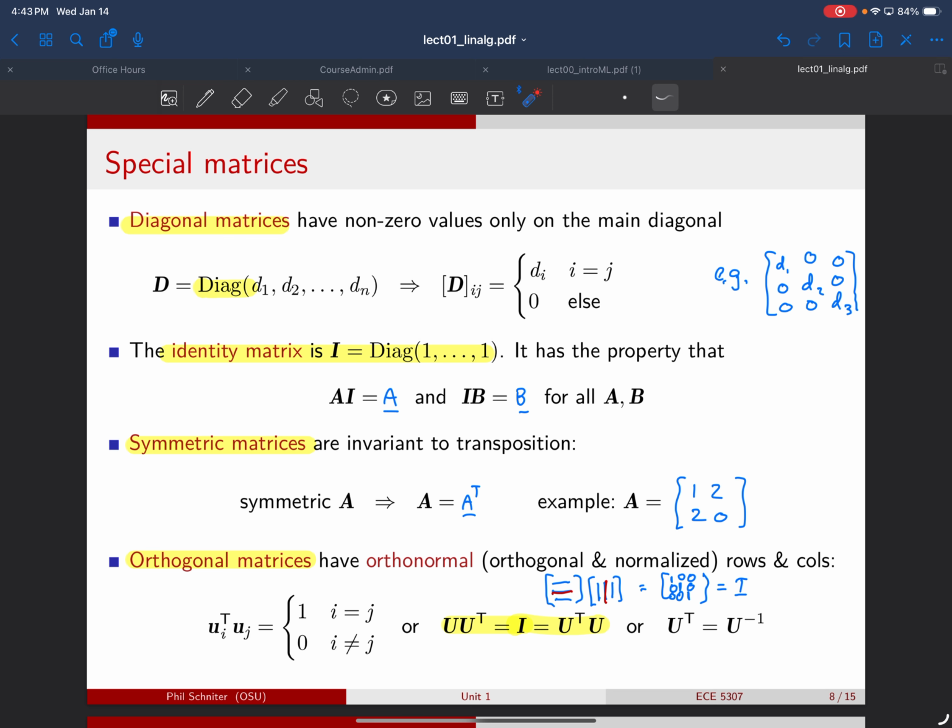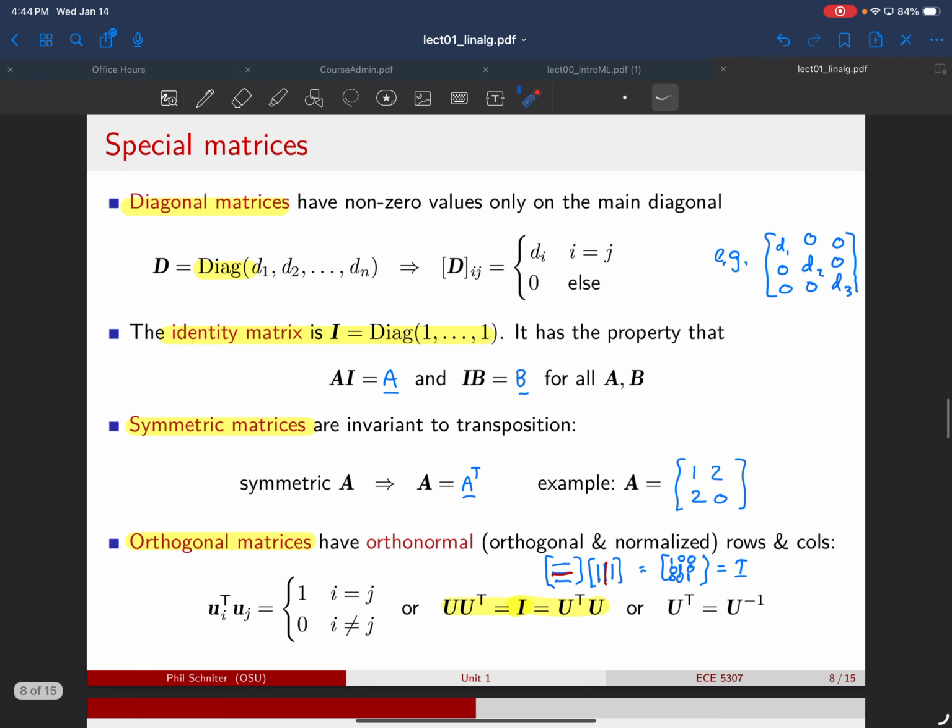And now if you look at this expression, you'll notice that this u transpose is acting like an inverse. It's inverting u, giving an I. Similarly, this u transpose again is acting like an inverse. So in other words, when you have an orthogonal matrix, to invert it is very easy. You just transpose it, you get the inverse. Okay, so those are some special matrices that we encounter.